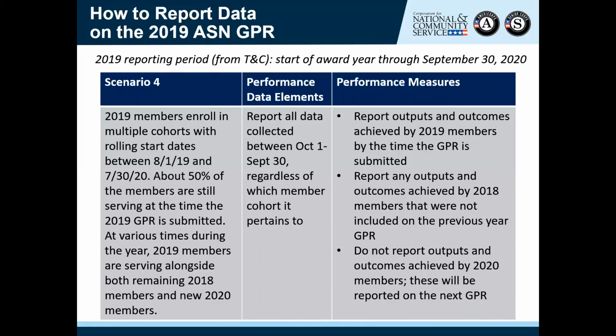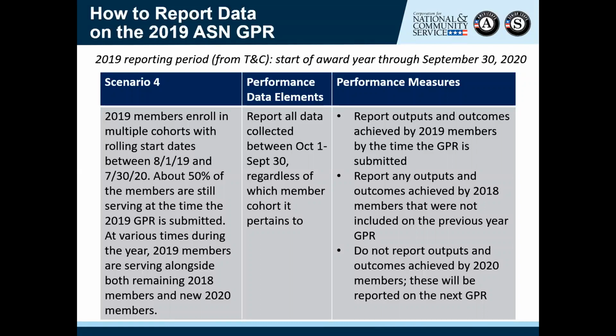On the 2019 end-of-year GPR, the program should report the outputs and outcomes they have collected to date from the 2019 member cohort, plus any remaining 2018 outputs and outcomes that didn't get reported on the last end-of-year GPR. But they should hold off on reporting outputs and outcomes for the 2020 member cohort until the next GPR, which will be the 2020 GPR. So essentially, this is a combination of scenarios 2 and 3 for performance measures.